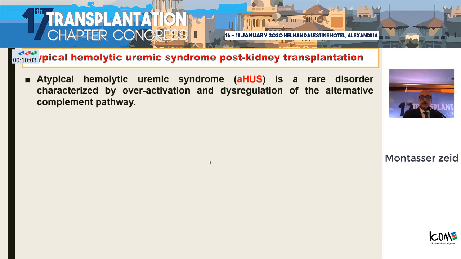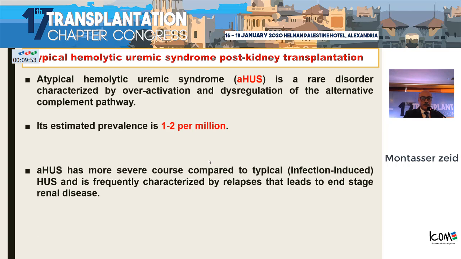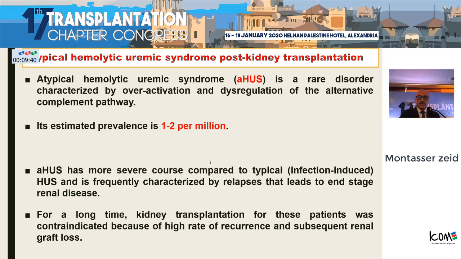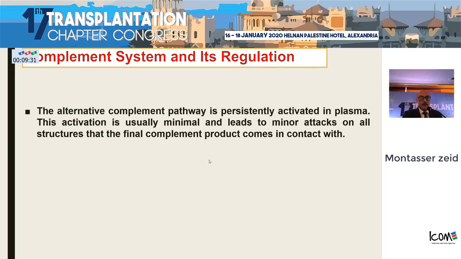Atypical hemolytic uremic syndrome is a rare disorder characterized by overactivation and dysregulation of the alternative complement pathway. Estimated prevalence is 1 to 2 per million, and it has a more severe course compared to typical infection-induced HUS, and is frequently characterized by relapses that lead to end-stage renal disease. For a long time, kidney transplantation for these patients was contraindicated because of the high rate of recurrence and subsequent renal graft loss.